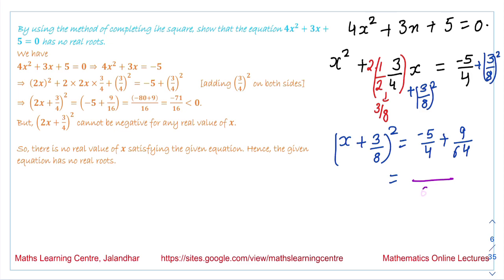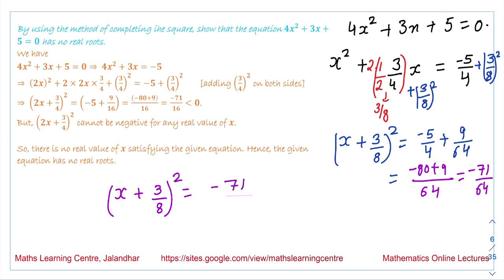Now for both these terms, 64 is the LCM, and the value we get is: 64 divided by 4 is 16, and multiplied with 5 we get minus 80 plus 9. So it is equal to minus 71 by 64. So what we see from this is that x plus 3 by 8 whole square should be equal to minus 71 by 64.